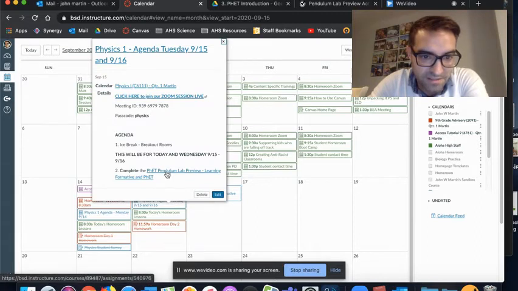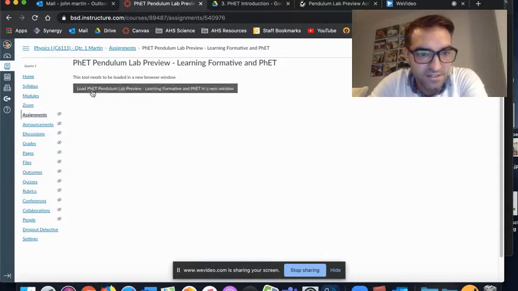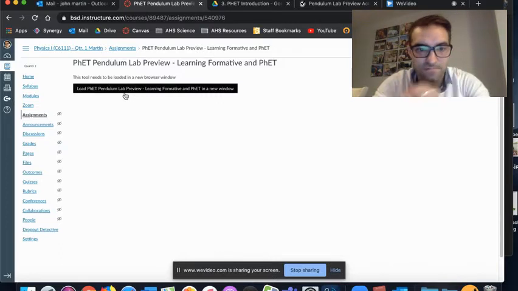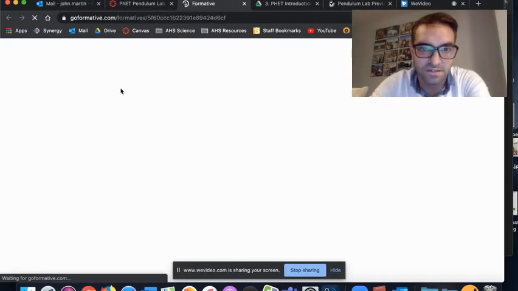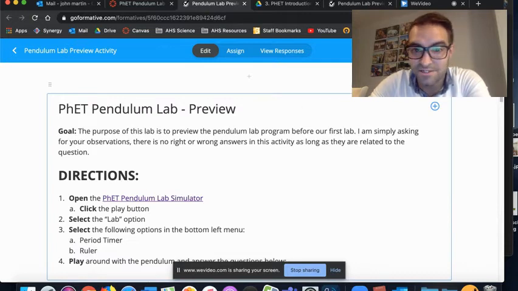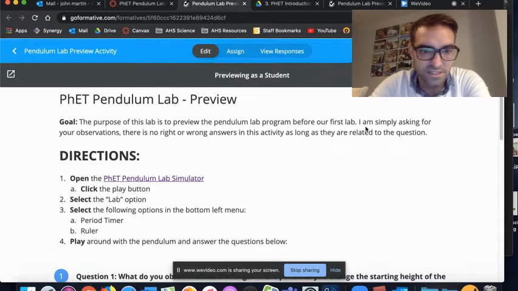But again, back to the assignment. If I click this link, it's going to prompt me to load the PhET Pendulum Lab preview in a different window. And I do that to make it easier, because sometimes if you keep it within Canvas, it can be a little small. So this will help enlarge it. When you click this, this is going to be my teacher view. So I'll show you what it looks like for the student.